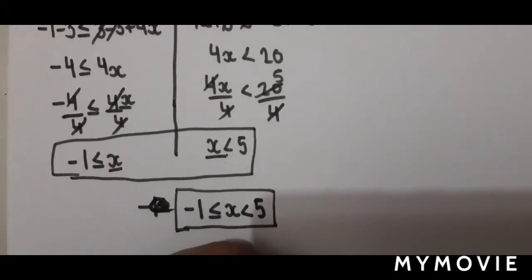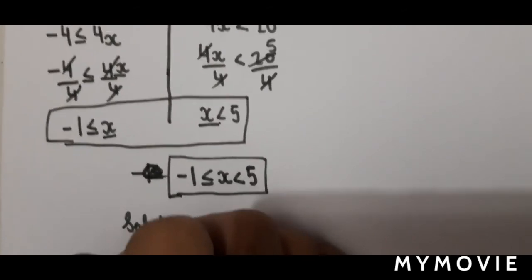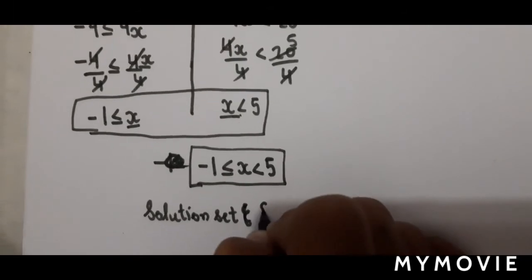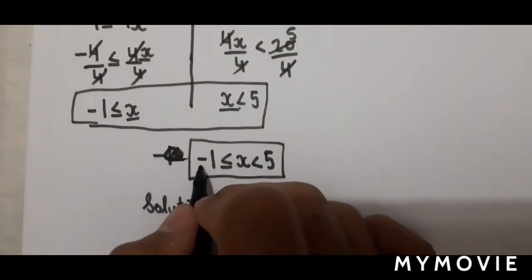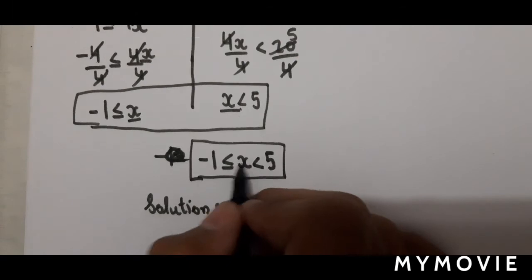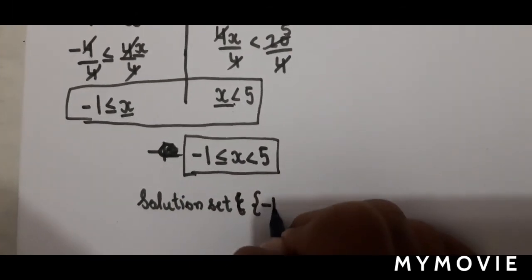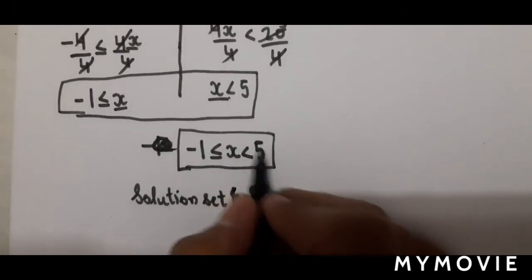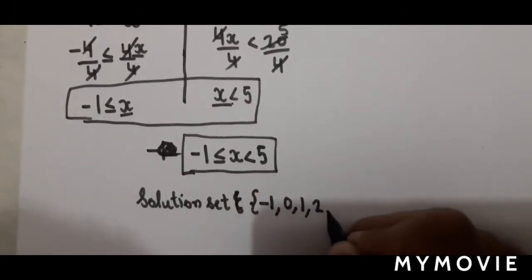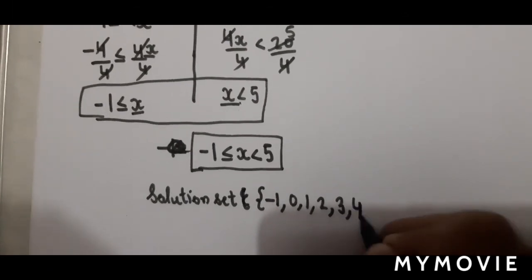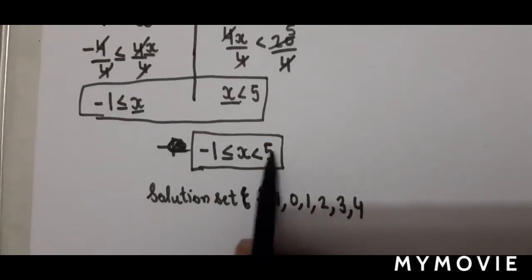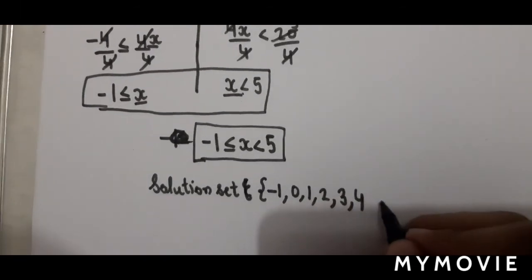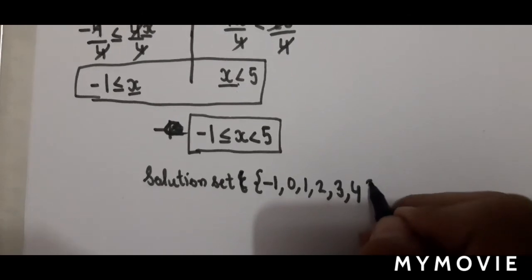So let's make the solution set of this. The solution set will be x is greater than or equal to minus 1. So minus 1 is also included. Minus 1, 0, 1, and it is less than 5. So 1, 2, 3, 4. It is less than 5, so it is not equal to 5. We should take till 4. So this is our solution set.